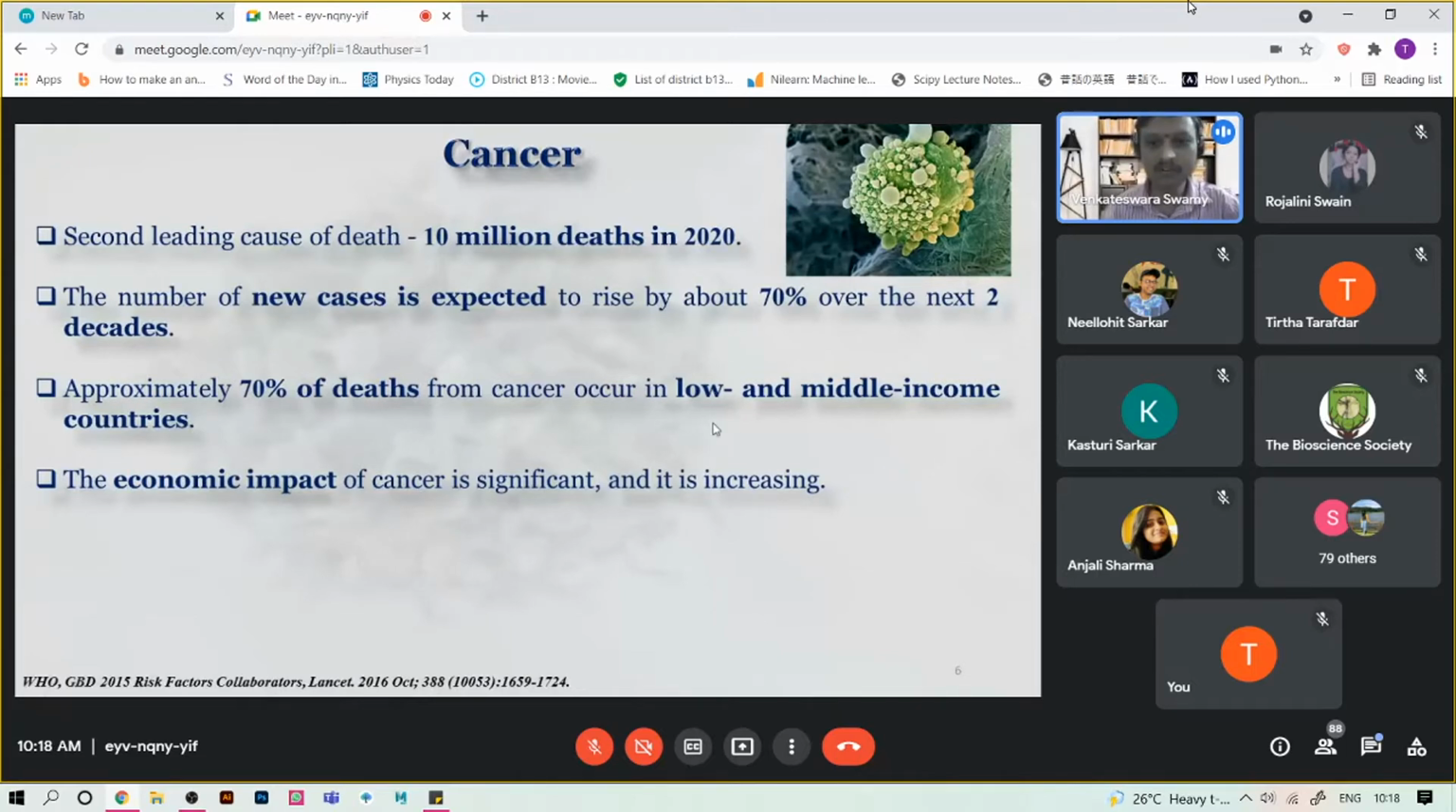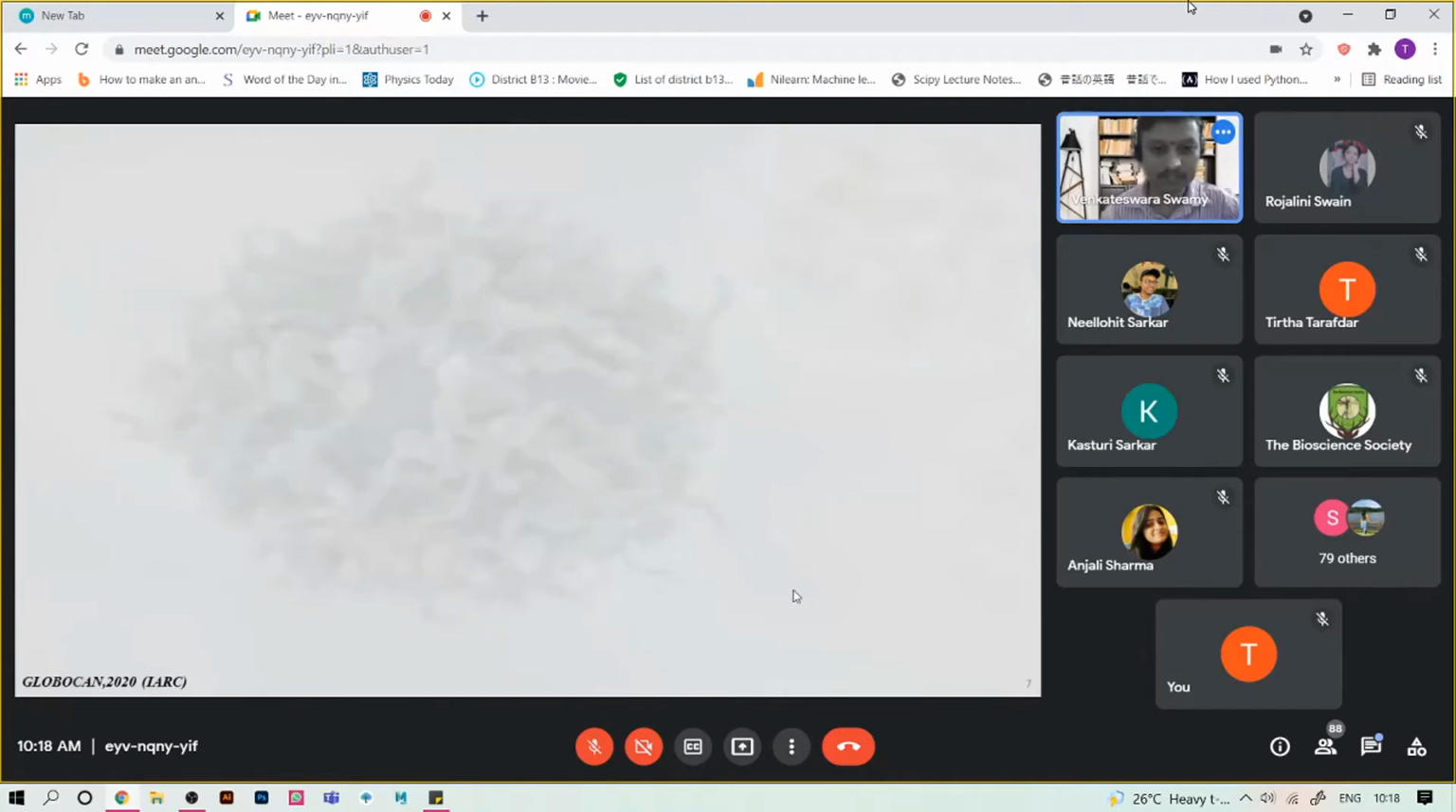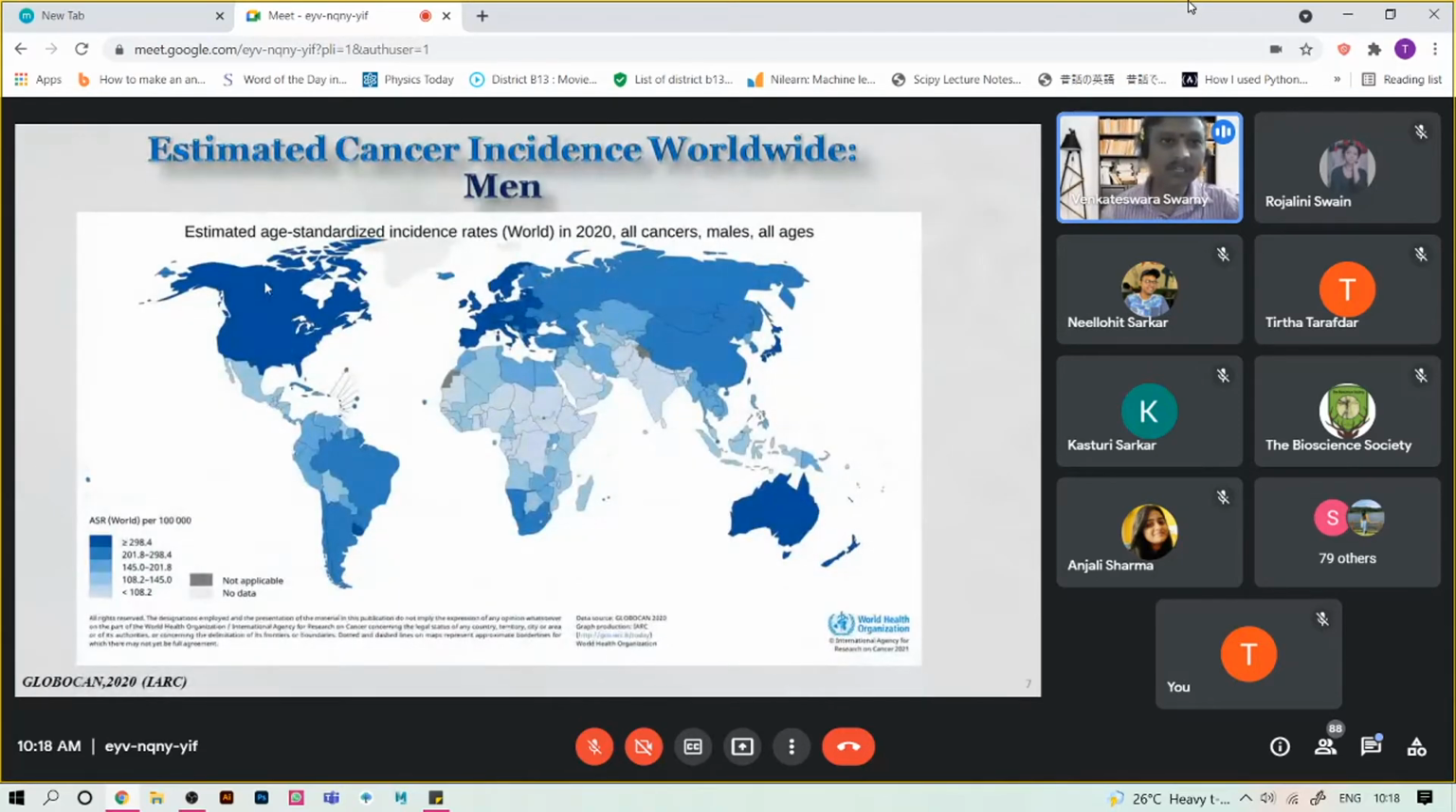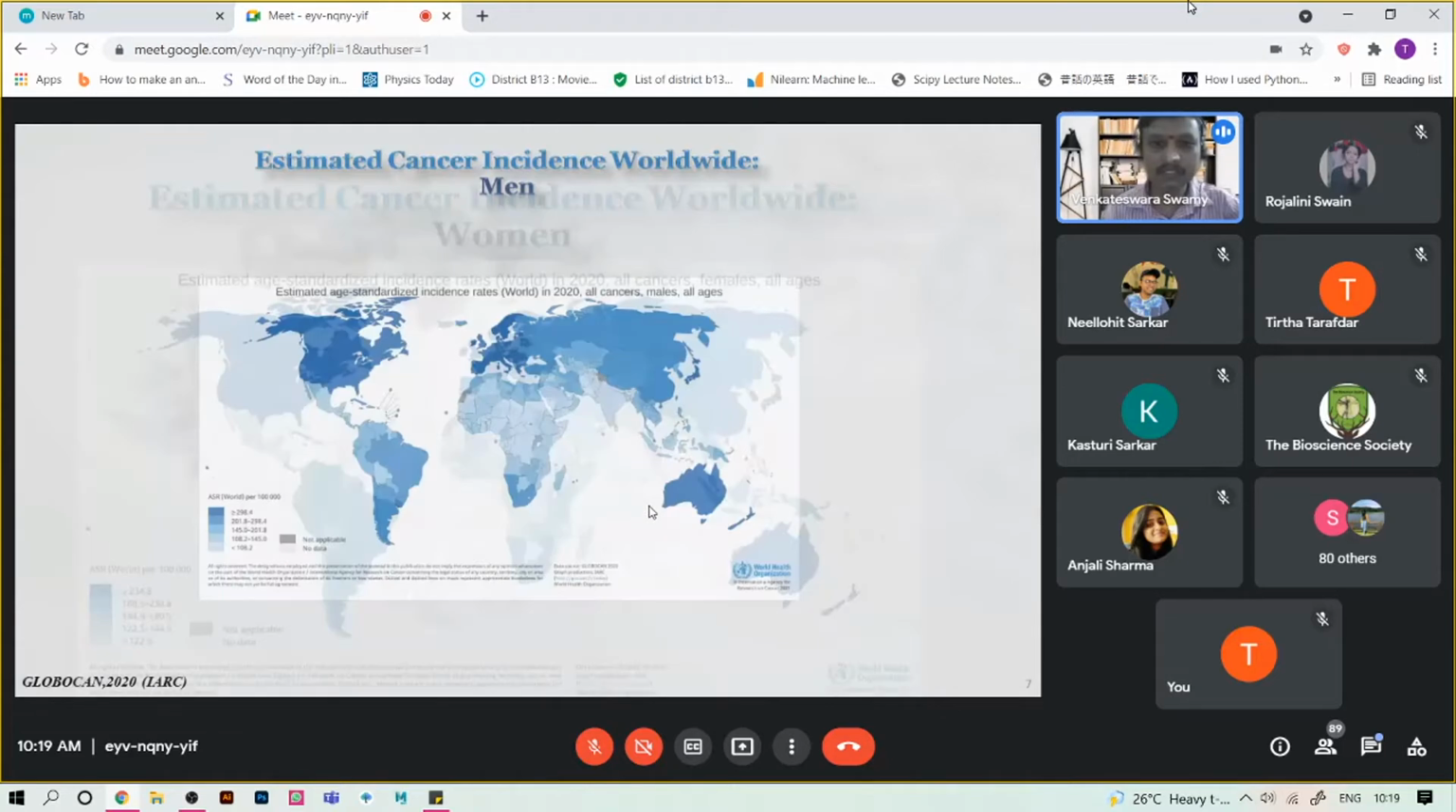So here we can see that not only low and middle, even high income countries show this death rate. In South America and North America we also have cancer patients. Considering the estimated cancer incidence worldwide in men, from recent last year data, the highest is 298.4 per 1 lakh population, so North America is occupied with the maximum number of cancer patients. India is very low in comparison, but still we have to be ready with the care of patients.